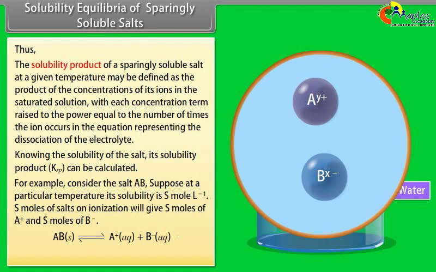For example, consider the salt AB. Suppose at a particular temperature its solubility is S mol L^-1. S moles of salt on ionization will give S moles of A+ and S moles of B-. Ksp = [A+][B-] = S × S = S².